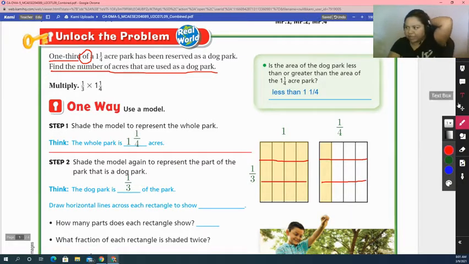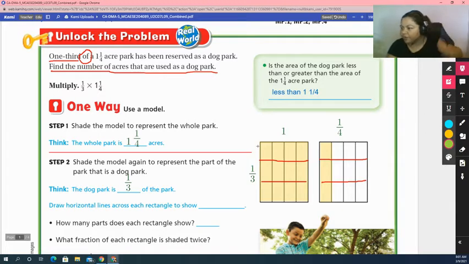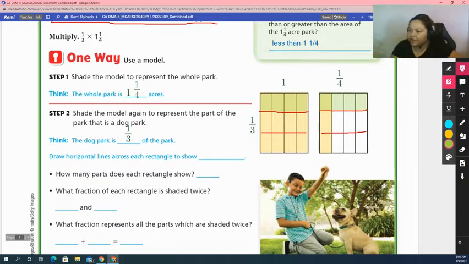And now we're ready to shade, and we're only going to shade 1 out of those 3 rows. So we're shading this row and this. And when we multiply fractions, the product is whatever we shade twice. But before we do that, let's answer some of these questions.